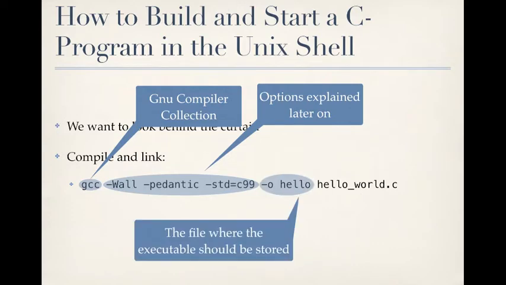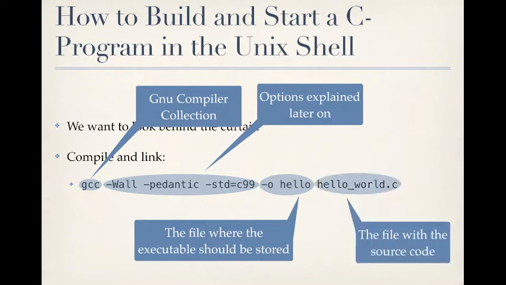And now the next one, the -o hello. This is just to tell the compiler what kind of executable, so what is the name of the executable. And hello_world.c is simply the source file, the one file we want to build. As you see, this is one command for doing both things, compile as well as link. This is the simplest case.